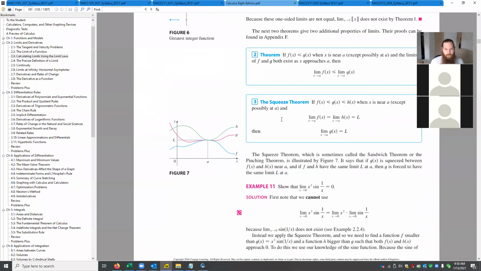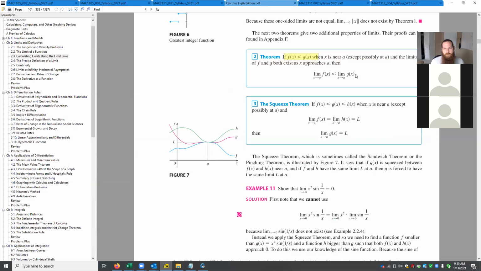So they get into it. This is all stuff we talked about the other day. Here's the squeeze theorem, right? And they break these down into two separate theorems. The first theorem here just says that limits obey inequalities. If f is less than or equal to g, then the limit of f is less than or equal to the limit of g. And the squeeze theorem itself says if f is less than g is less than h, nearby a, and the limit of f is equal to the limit of h, both the same value, call it L, then the limit of g has to also be L.